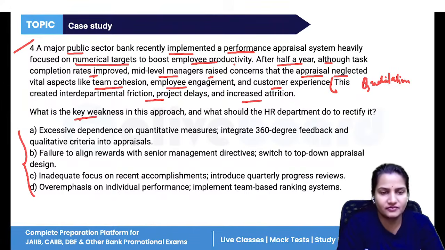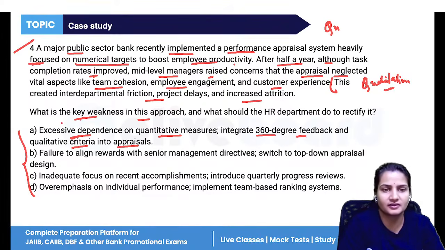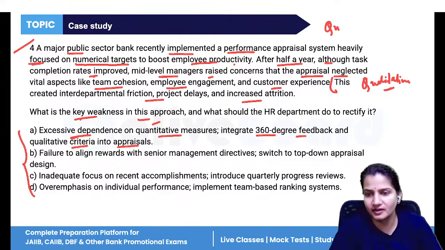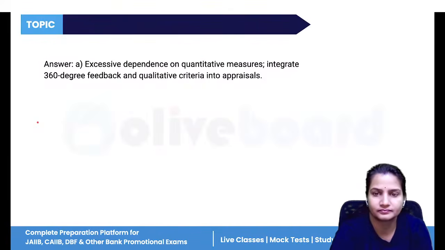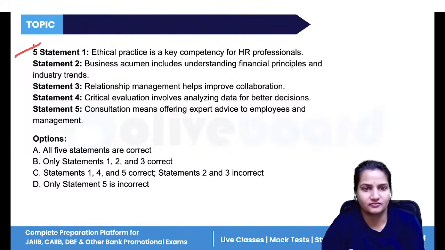Now, what are the key weaknesses in this approach? Because the bank is focusing only on numerical targets and ignoring qualitative targets, it has heavy dependence on quantitative measures. It needs to integrate 360-degree feedback and qualitative criteria into appraisal. So the key weakness is that it is heavily dependent on quantitative measures. Now it wants to integrate 360-degree feedback and ensure qualitative criteria in its appraisal as well. So option A. Now question number 5.